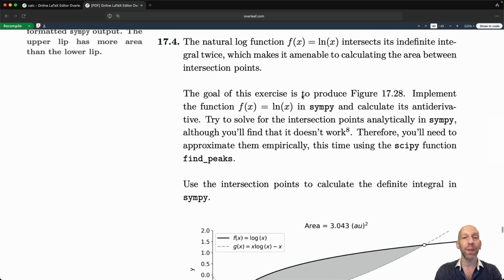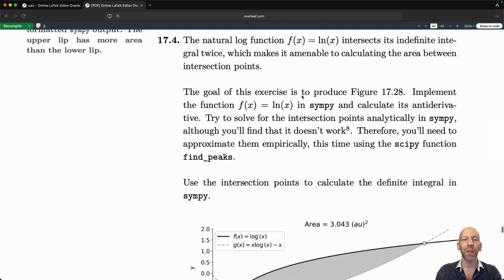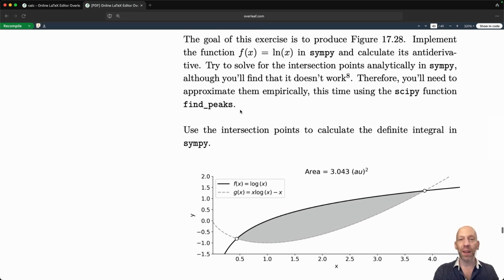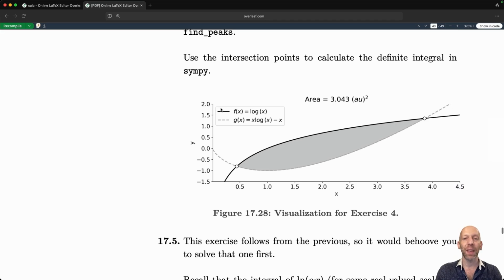So here you want to work with SymPy as much as possible, although it's not always going to be possible. In particular, you won't be able to identify the intersection points analytically using SymPy. So therefore, you need to approximate them empirically, unlike in the previous exercise where I told you not to use the find peaks function. Here in this exercise, I encourage you to use the find peaks function. And once you get those intersection points, these 2 points here, then you can calculate the definite integral using SymPy. And finally, create a visualization that looks like this.